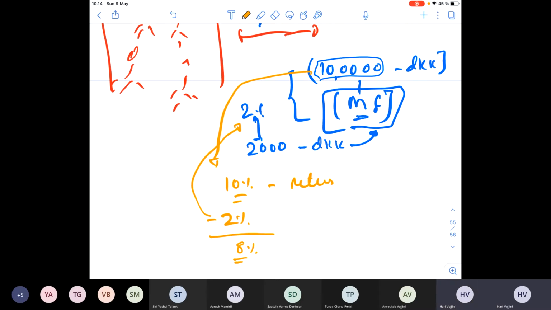Because in index funds, there are different index funds. Like there are house index funds and then there are bank index funds. And then yesterday I was just discussing with my dad a bit.